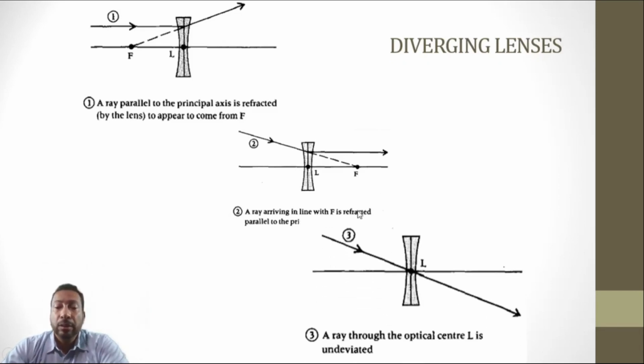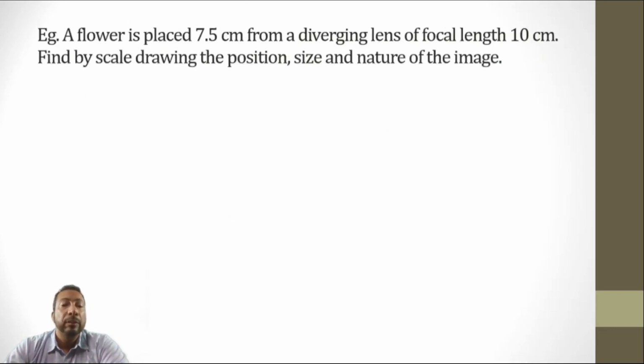And the third one, the easiest ray to draw, no matter if it's a converging or diverging lens, is the ray that goes right through the optical center. It is a straight line because it is undeviated. So let's get to an example. A flower is placed 7.5 centimeters from a diverging lens of focal length 10 centimeters. Find by scale drawing the position, size, and nature of the image.